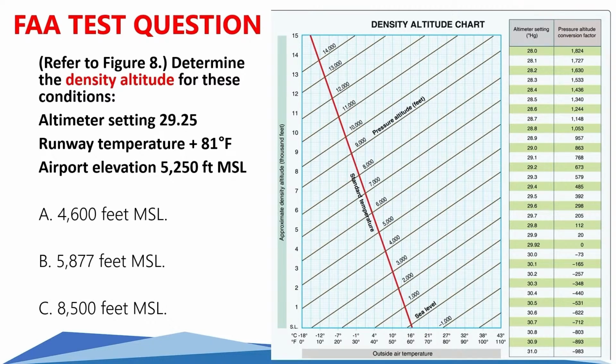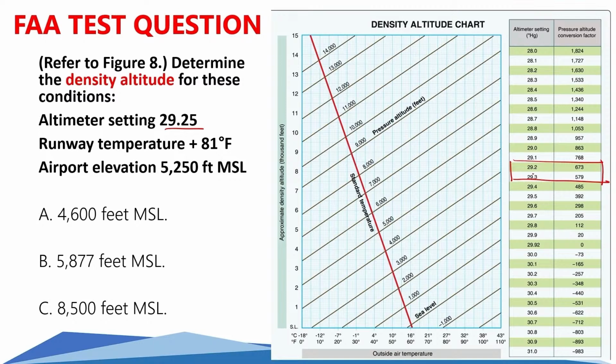All right, so let's go ahead and go through this one. This is determine the density altitude. So we now know we have a 2-step process here. We have the altimeter setting of 29.25. And taking a look at 29.25, magically it does not appear on the conversion chart. So very simply, I'm going to have to figure out what the difference is here.